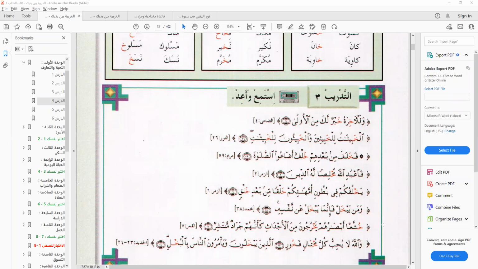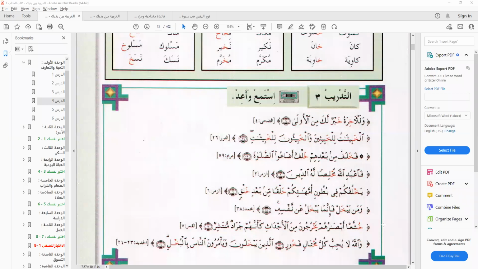So فَخَلَفَ مِنْ بَعْدِهِمْ خَلْفٌ أَضَاعُوا الصَّلَاةَ. Then the next one says, فَاعْبُدِ اللَّهَ مُخْلِصًا لَهُ الدِّينَ. Not muk, not ka, not kaf but kha. مُخْلِصًا لَهُ الدِّينَ. So the next one, يَخْلُقُكُمْ. Okay? Kha. يخلقكم في بطون أمهاتكم خلقا من بعد خلق.